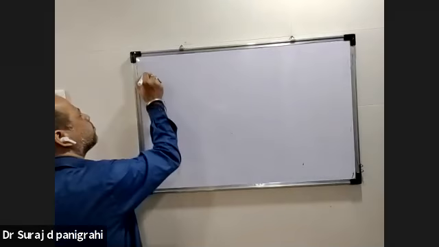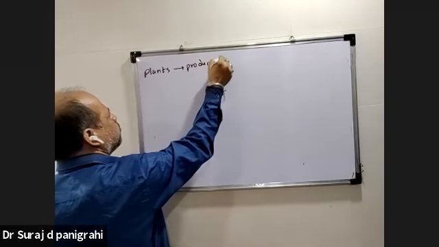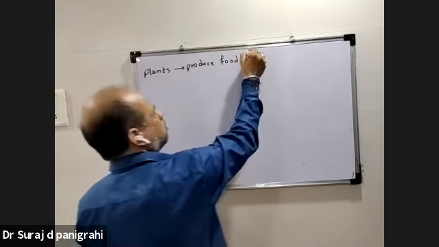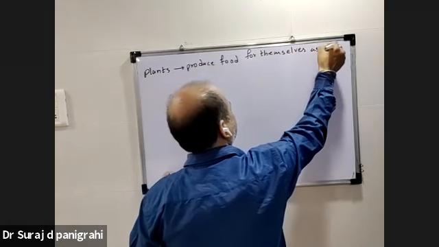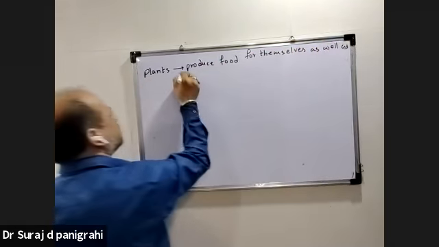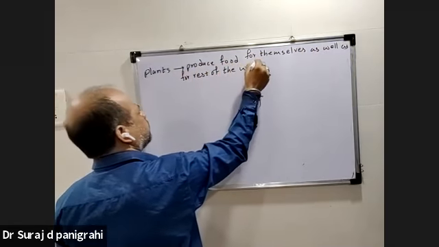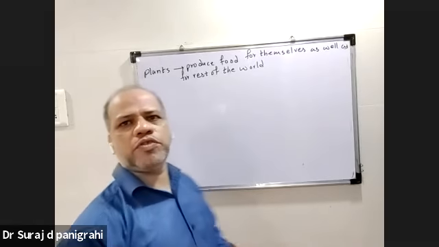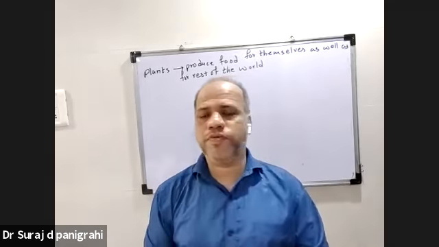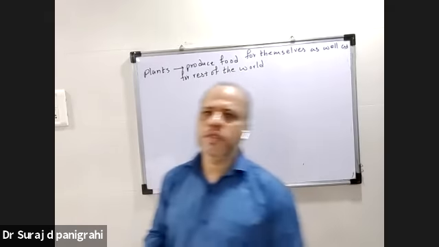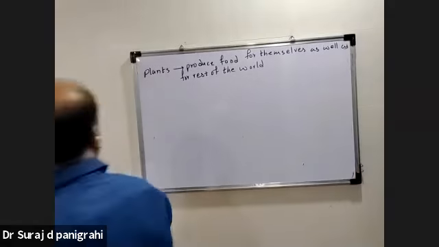So plants produce food for themselves as well as for the rest of the world. Okay? Directly or indirectly. For example, you say that I don't eat plants, I eat only carnivorous animals. Some animals like tiger, lion, they eat only animals, but those animals eat plants. So ultimately it depends on plants.